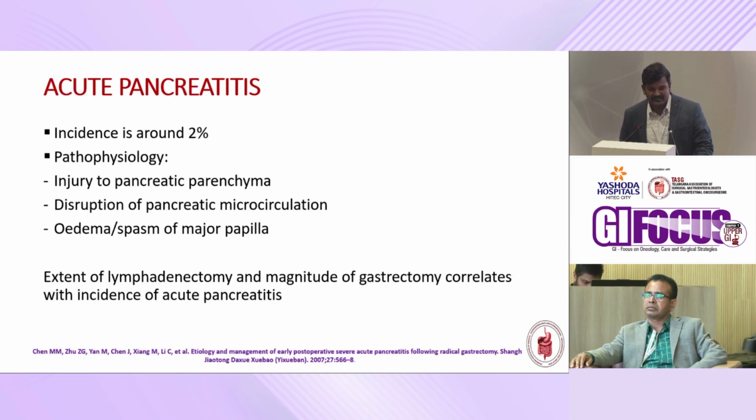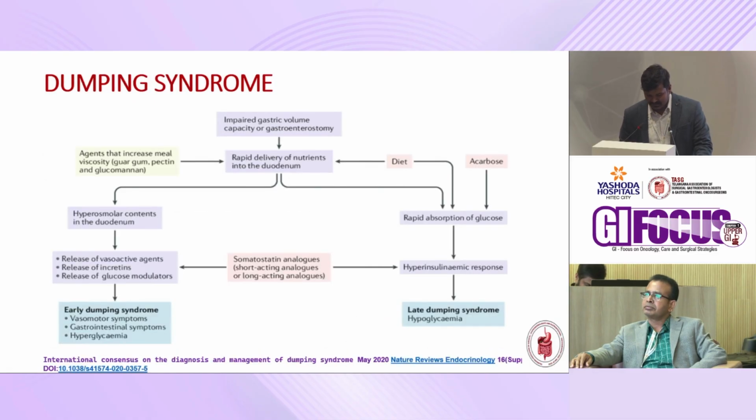Acute pancreatitis incidence is very rare. Usually the extent of the lymphadenectomy and magnitude of gastrectomy correlate with the incidence of acute pancreatitis, usually due to injury to the pancreatic parenchyma or disruption of the pancreatic microcirculation, or sometimes spasm of the sphincter of Oddi, which results in acute pancreatitis.